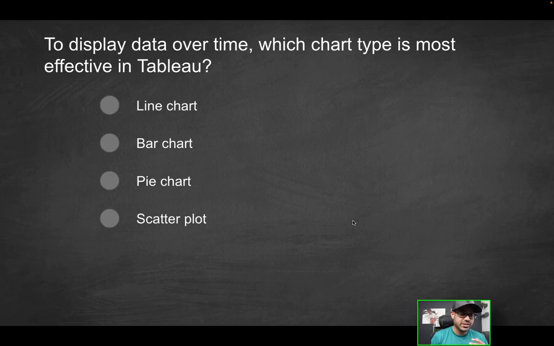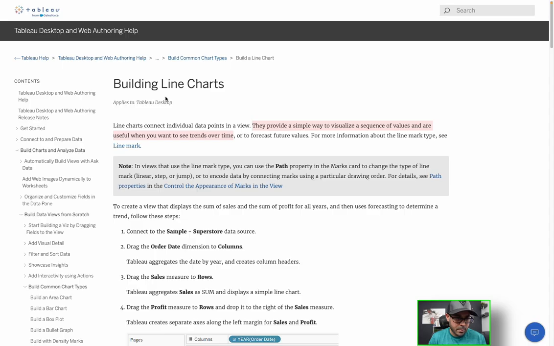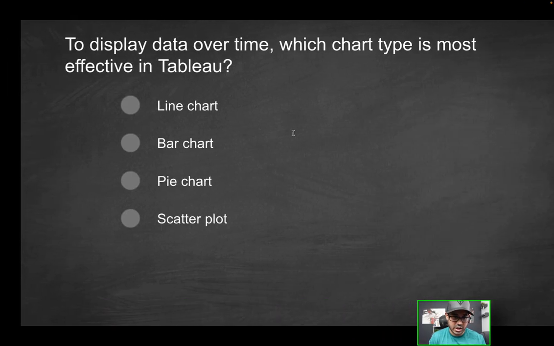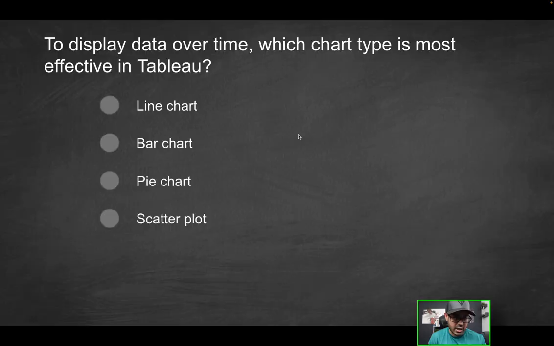Next question. To display data over time, which chart type is most effective in Tableau? Is it going to be line chart, bar chart, pie chart, or scatter plot? So we're going to refer to the Tableau documentation here, which talks about building line charts. And it says over here, they provide a simple way to visualize a sequence of values and are useful when you want to see trends over time. So anytime you think over time, hands down, typically the best way to show it is using a line chart, or otherwise known as a time series.